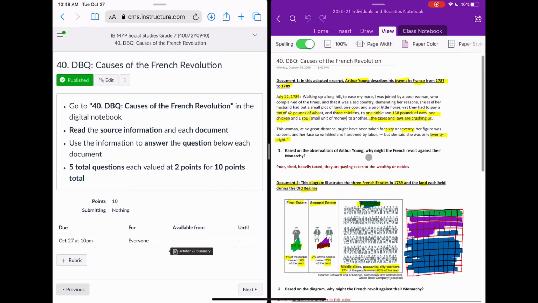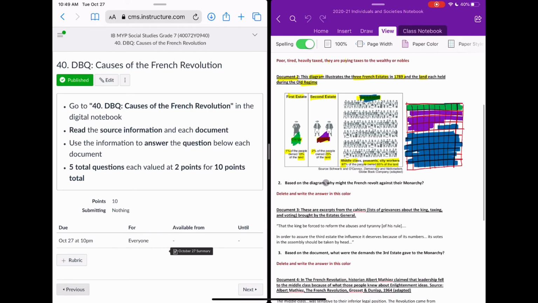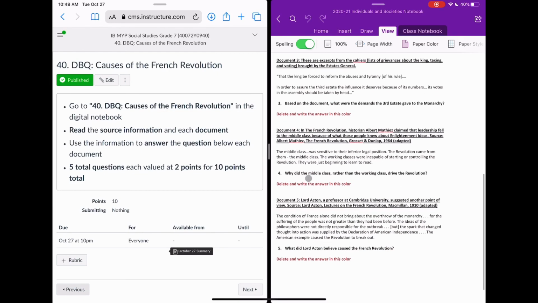Okay, this is what the digital notebook looks like. Now theirs doesn't have all the highlighting and annotation on it because I just did that for one of my classes to go through. But here is document 1. Here's the document. Here's the question right here. And then here's where the students write the answer. Now here's the answer to that question. Here's document 2. This diagram. Okay. And then here's the question. Why would the French revolt? And here's where the students write the answer. Here's document 3, question 3. Document 4, question 4. Document 5, question 5. Okay.